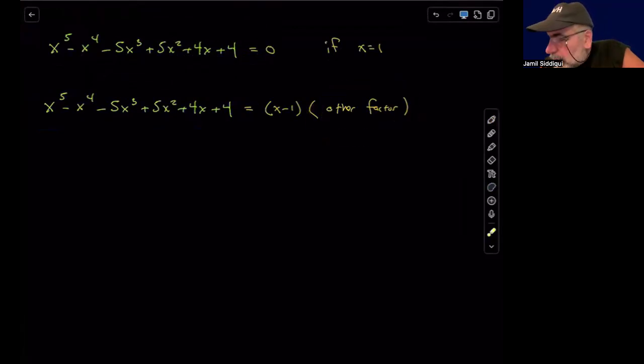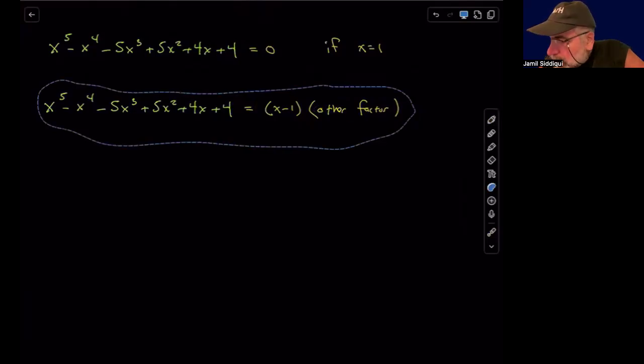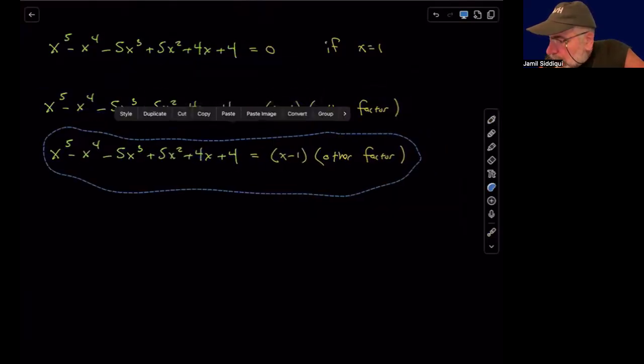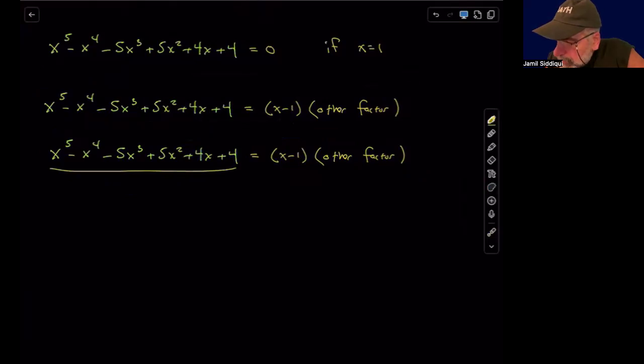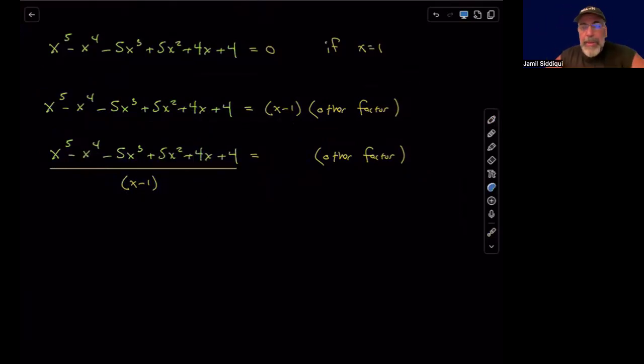How do we get it by itself? We get rid of the guy that's with it. Who's with it? X minus 1. How is it attached? It's attached by multiplication. So what are we going to do to both sides? We are going to divide both sides by x minus 1. If I can solve this equation, I'll now learn what the other factor is.